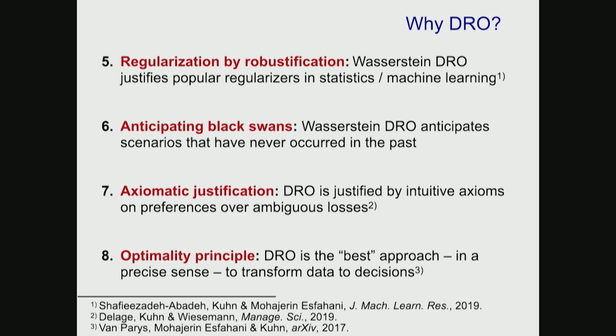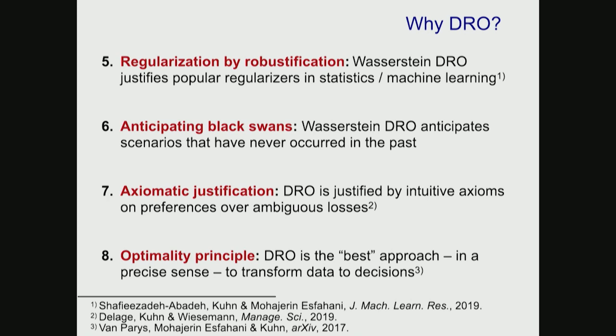Seventh, it's also possible to come up with some very intuitive axioms that will guarantee that any rational decision maker faced with a decision problem under ambiguous distributions will have to solve a distribution robust optimization problem.